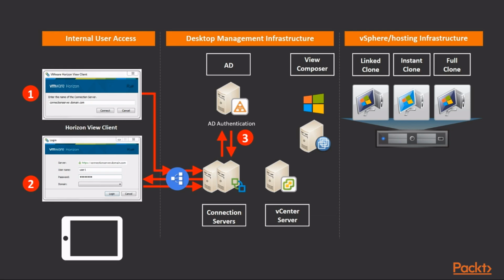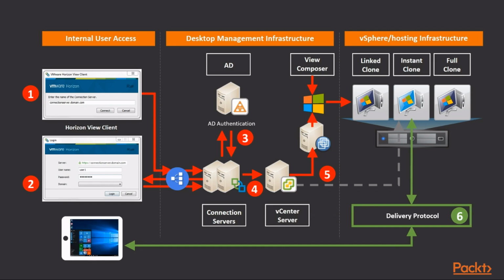So once authenticated, in this example, the connection server makes a call to the vCenter server to create a virtual desktop machine. And then vCenter makes a call to the View Composer to create a virtual desktop for the user if there's not one available. Once the build process is completed and the virtual desktop machine is available to the end user, it is displayed or delivered within the View client window using the chosen display protocol, that being PC over IP, Blast Extreme, or RDP.